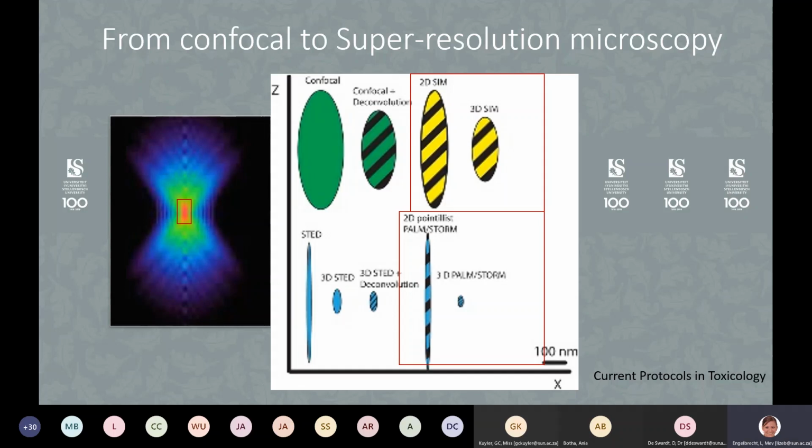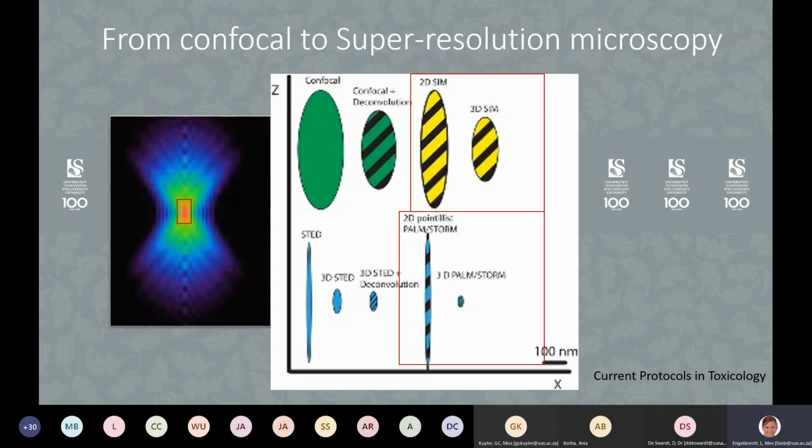The second type is the STED type. You reduce the X and Y resolution significantly. It's about 30 nanometers, where this is about 200 nanometers. However, the initial STED microscopes couldn't resolve in the Z plane. Today they can. The 3D STED and 3D STED with deconvolution bring down the point spread function quite significantly, to a very, very small point spread function.